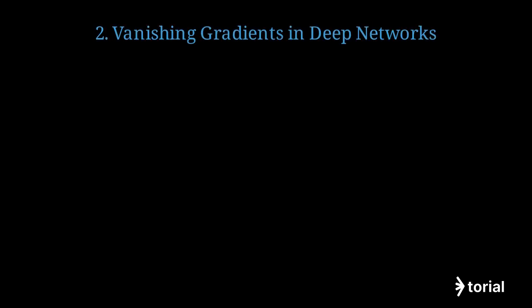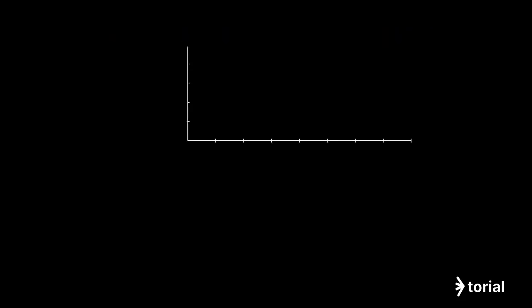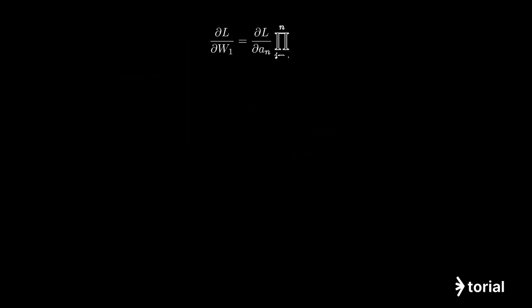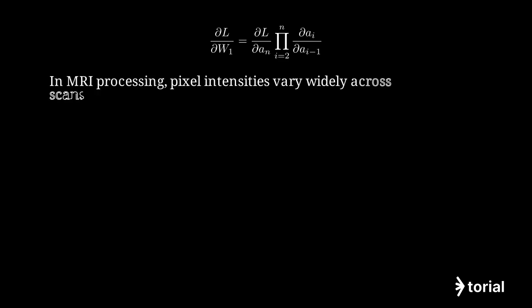Internal covariate shift directly causes the vanishing gradient problem in deep networks. As gradients flow backward through deeper layers, they exponentially diminish in magnitude, making early layers learn extremely slowly. The gradient with respect to early layer weights is the product of many derivatives, each potentially less than 1, causing exponential decay. In MRI scans, pixel intensities can vary dramatically across different patients and imaging protocols, amplifying this problem.